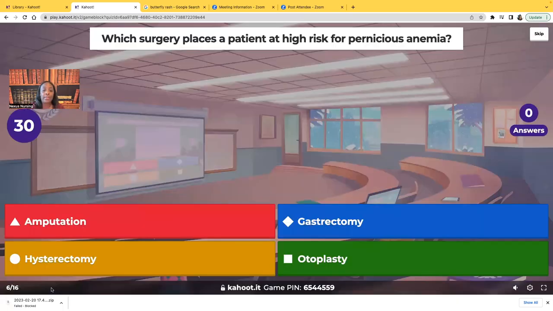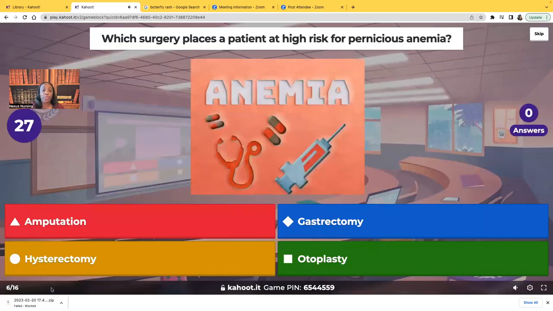Which surgery places a patient at high risk for pernicious anemia? Is it amputation? Is it gastrectomy? Is it hysterectomy? Or is it autoplasty?